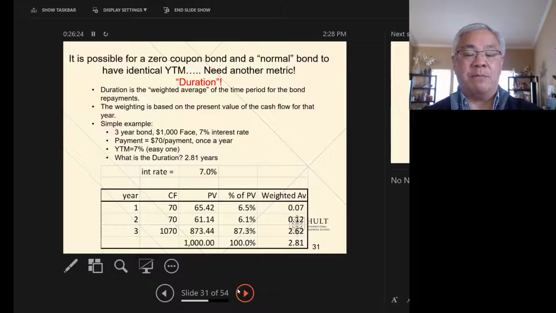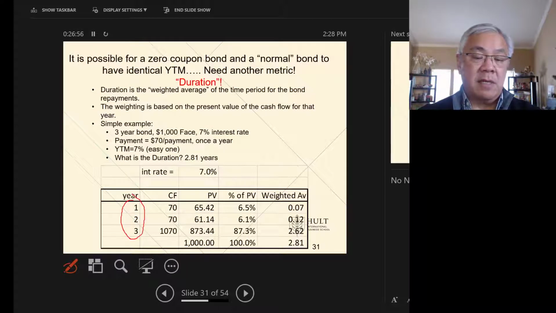Let's look at this example. We have a 3-year bond, $1,000 face, 7% interest rate, with a normal coupon payment of $70 per year, basically 7% of 1,000, and the yield to maturity is 7%. What is the duration? We're going to illustrate how to do a duration formula here. What we notice here is that we have 3 years, and the cash flows for the first 2 years are exactly equal to the interest amount. And then in the 3rd year is this combination of $70 interest plus the full face value.